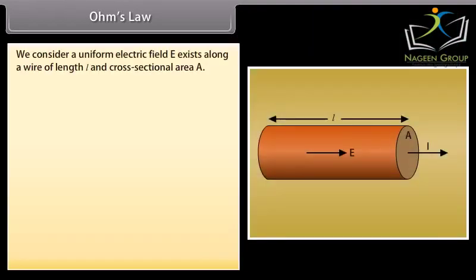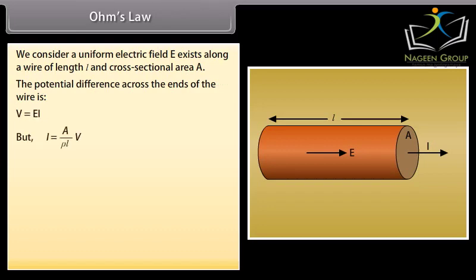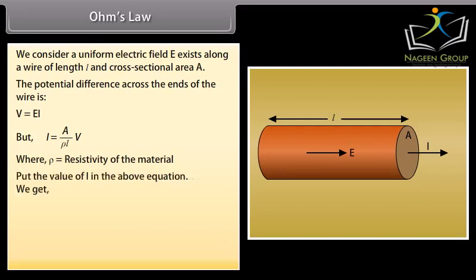We consider a uniform electric field E existing along a wire of length L and cross-sectional area A. The potential difference across the ends of the wire is given by V is equal to EL, but I is equal to A upon rho L multiplied by V, where rho is the resistivity of the material. Putting the value of I in the above equation, we get the value of resistance, which is equal to rho L upon A.